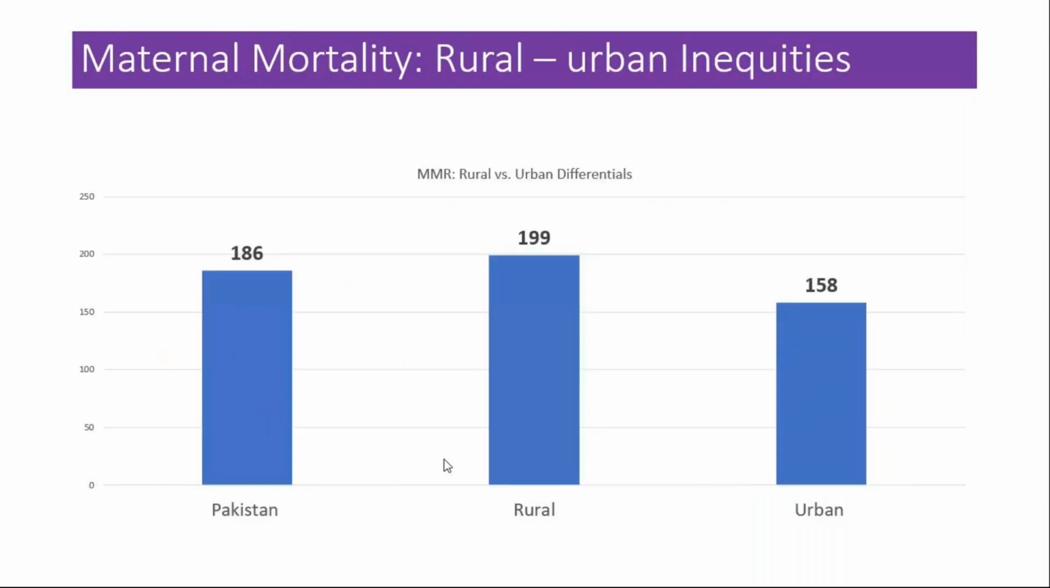If you look at the rural and urban divide in Pakistan, the rural maternal mortality ratio is 199, or around 200, while urban is 158. So rural areas are more affected in terms of maternal mortality.